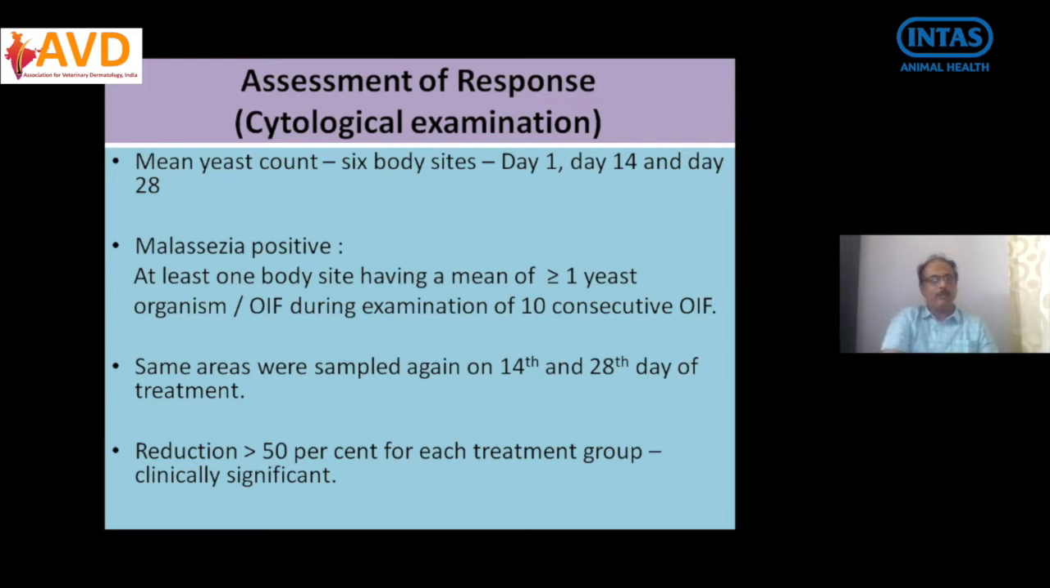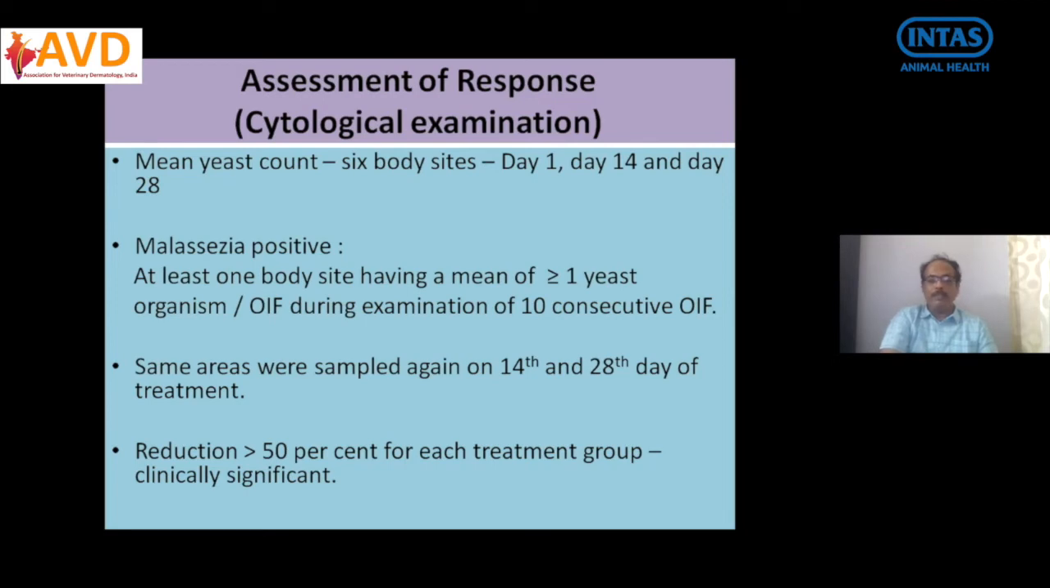You have to keep it under oil immersion field of a microscope. You have to count 10 oil immersion fields, and ultimately the total number of organisms should be either 10 or more than 10 in an oil immersion field. Earlier I have told this type of cytological evaluation in a hyper field. There the average should be more than 5 per hyper field, but here in oil immersion field, if it is more than 1 yeast organism per oil immersion field, you can take it as a Malassezia positive case.